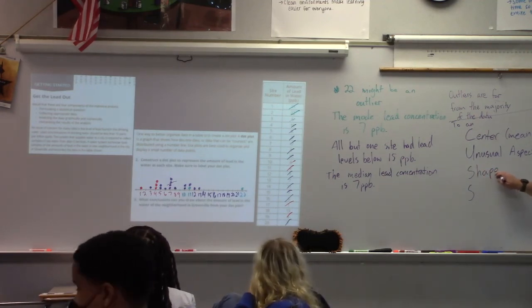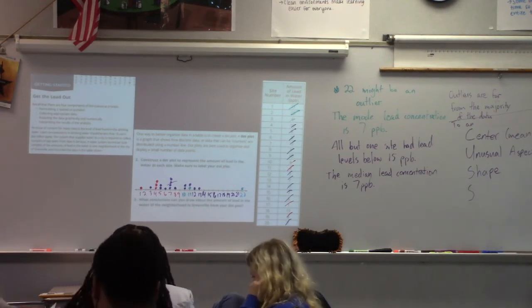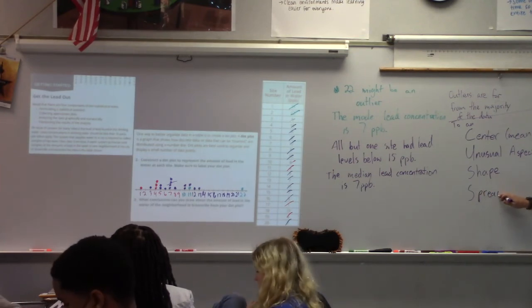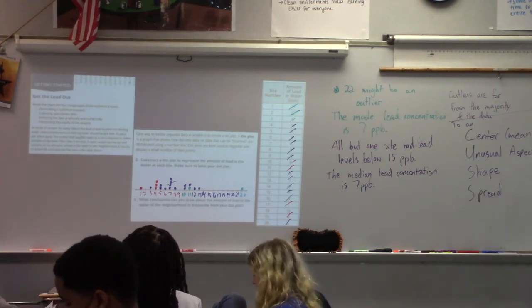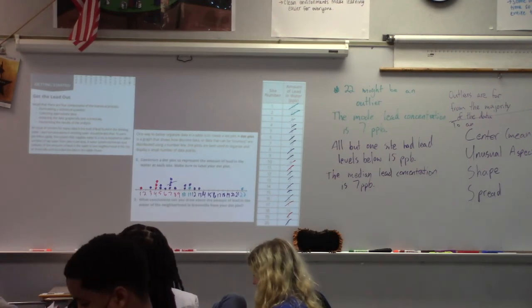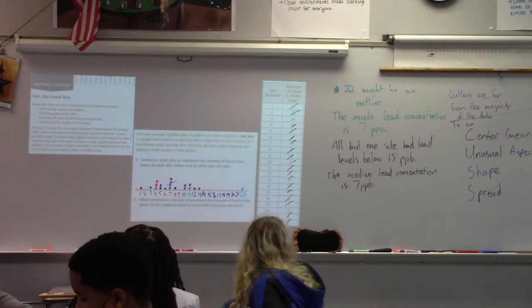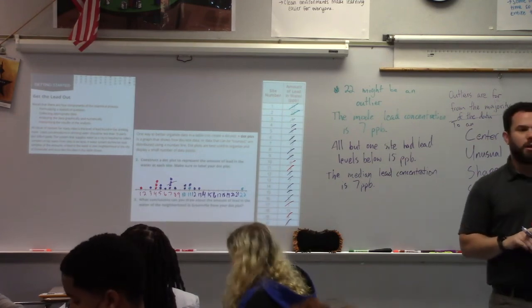We're going to look at the shape of that graph. And we're going to look at the spread of that graph. We're going to talk about those things more, but be aware that we're going to look at the center, the unusual aspects, the shape, and the spread. That's where the acronym C.U.S.S. comes from.